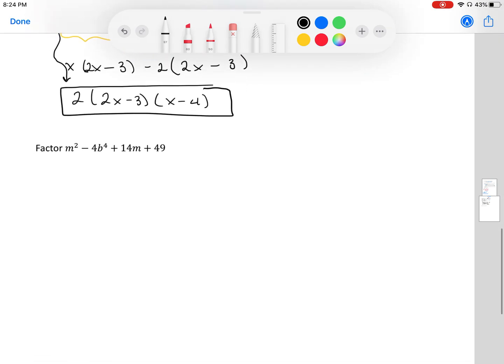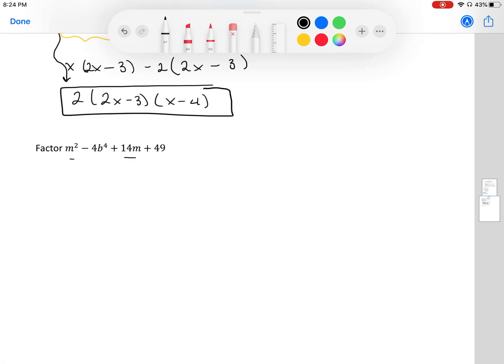Let's continue with this next problem. We have m squared minus 4b to the fourth power minus 14m plus 49. So when I take a look at this problem, it's kind of weird. If I group my first two and my last two, it doesn't fully factor to my benefit. So why don't we rearrange it so that I can try factoring? I guess this one is challenging.